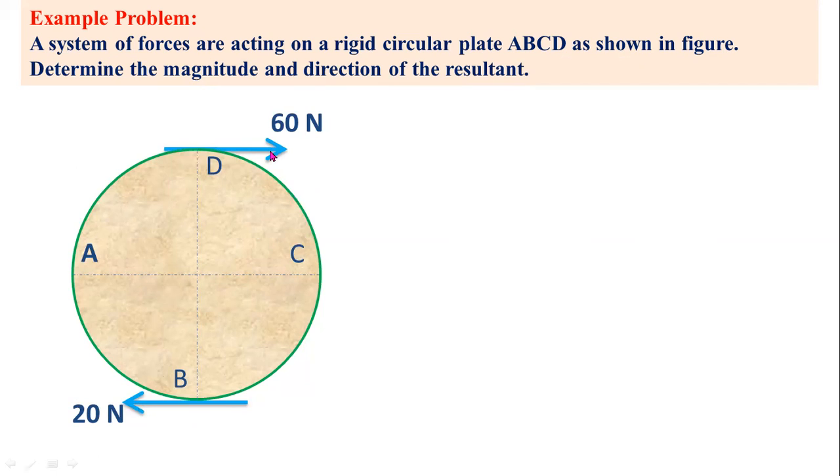This one is also horizontal. And an inclined force 40 newtons makes an angle 30 degrees with respect to x-axis, acting at point C. And another force 18 newtons, this one is a vertical force, acting at point A. These are the four forces. You have to convert these four forces into a single force, that is the resultant.